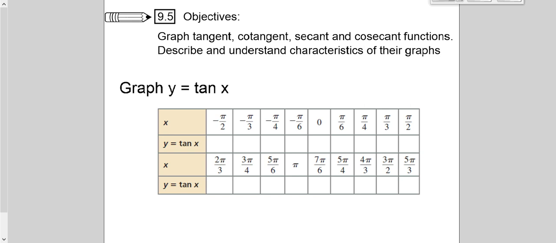Looking at your unit circle, find the tangent value of negative pi over 2 and all of these others. I'm going to start with 0. Tangent of 0. Looking at your unit circle, remember that tangent is y divided by x if you're using the coordinates from the unit circle. So the tangent of 0, this is the point 1, 0. Y divided by x would be 0 over 1.